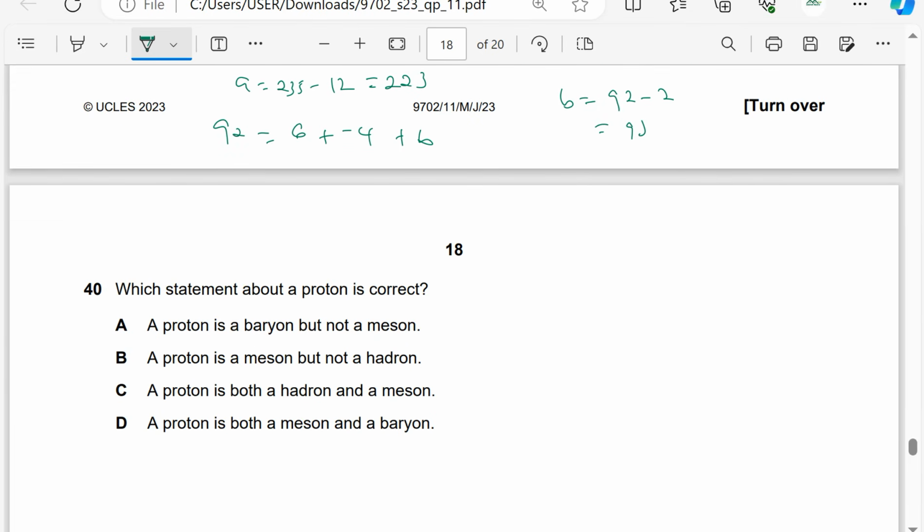And lastly, which statement about a proton is correct? Of course, a proton is a hadron. It is a baryon because it has quarks. A proton is a baryon but not a meson. That is very true. It is a baryon and a hadron. A proton is a hadron, which is true, but not a meson. A proton is both a meson and a baryon. That's not true. A proton is a baryon and a hadron. So the answer is A.